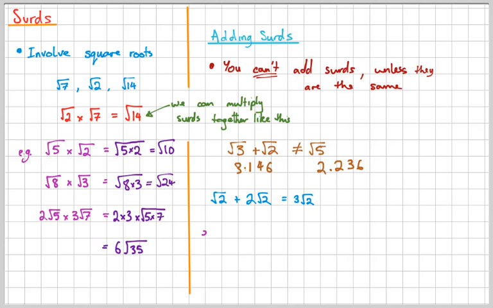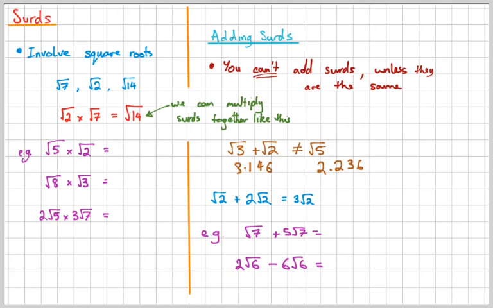So I'm going to put some examples down, and you are just going to try them for yourself. Pause the video, try these two examples, and see what you get. Okay, so for the first one, root 7 plus 5 root 7. Well, that's just 6 root 7. How many root 7's do you have? This one, 2 root 6 minus 6 root 6. How many root 6 do you have? You have negative 4 root 6's. That's how you add surds together.